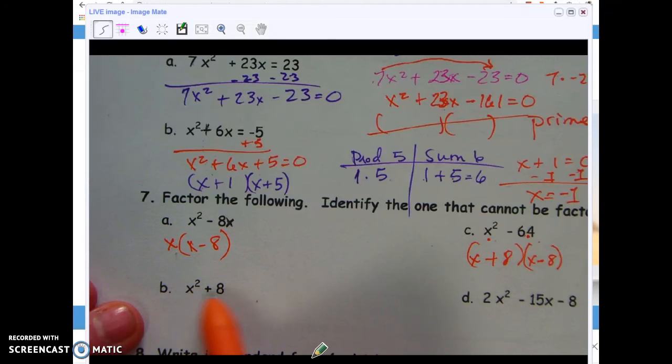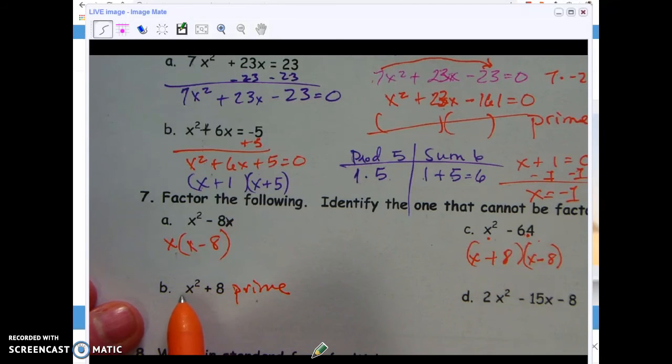Okay, looking at this, this is a 1 in front of it because it's a coefficient. That's an 8. No common numbers there. There's no x here, like there was up here. So there is nothing in common here. This is definitely prime. So when there's nothing in common with both numbers, it's prime.